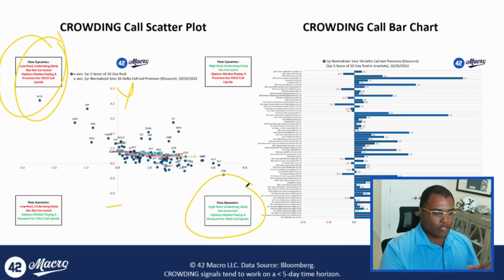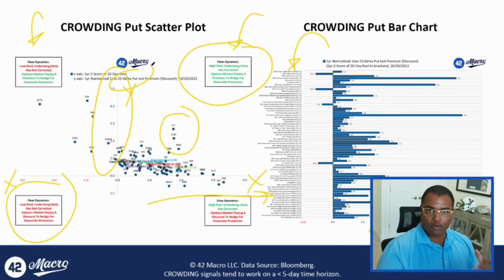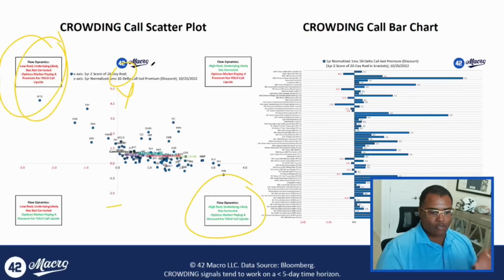Again, the reason we're looking at 10 delta call implied volatility premiums and 25 delta put implied volatility premiums is because, relative to all the different measures of skew, implied vol premia across different deltas and maturities, we found those things by far back test the best in terms of identifying these tactical trading setups.